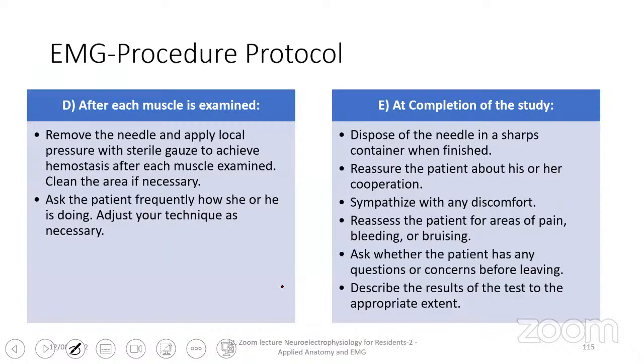The procedure protocol: after each muscle is examined, remove the needle and apply local pressure with sterile gauze to achieve hemostasis. After each muscle examined, clean the area if necessary. Ask the patient frequently how he or she is doing. Adjust your technique as necessary. On completion of the study, dispose of the needle in a sharps container. When finished, reassure the patient about his or her cooperation, sympathize with any discomfort, and reassess the patient for areas of pain, bleeding, or bruising. Ask if the patient has any questions or concerns before leaving, and describe the results of the test to the appropriate extent. We're going to discuss that in subsequent classes.